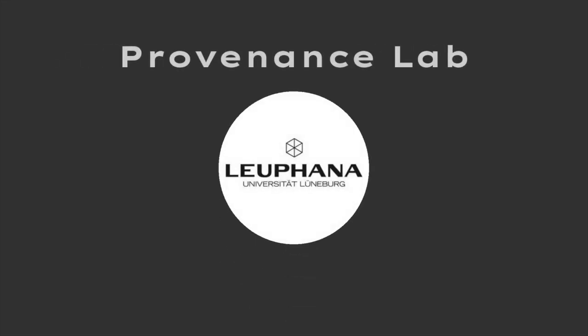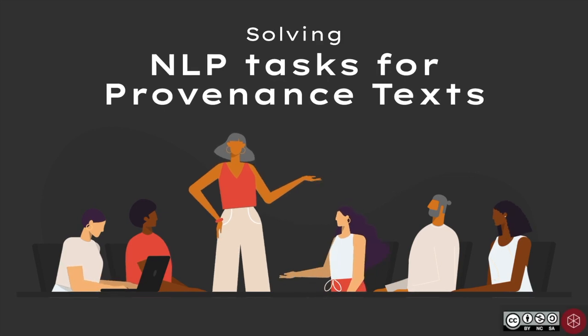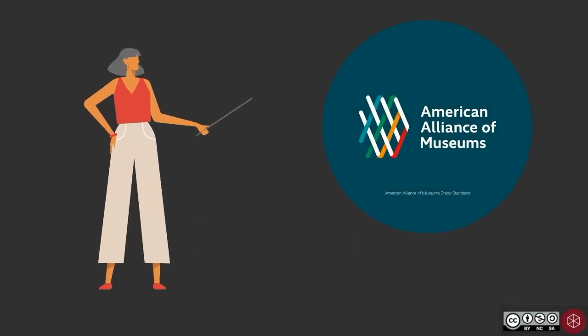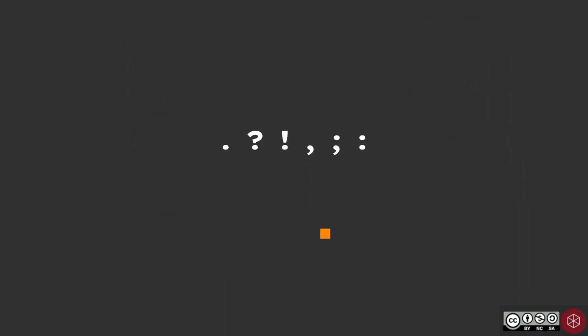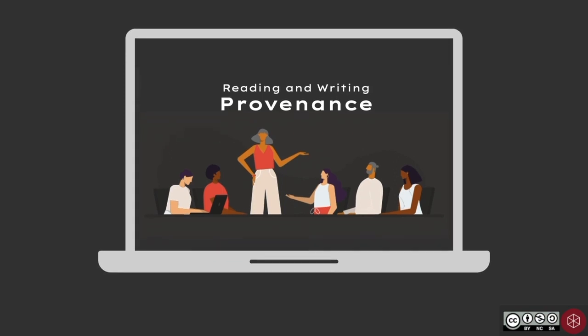Welcome to the Provenance Lab and this tutorial on solving NLP tasks for provenance texts. According to the AAM guidelines, provenance texts are delimited by punctuation marks, as explained in our video tutorial on reading and writing provenance for those of you that have yet to watch it.